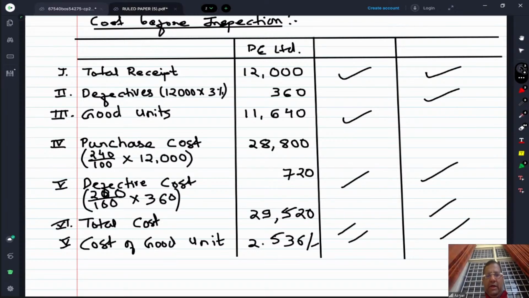Okay, beta, I think the correct answer is 2.568. Correct, beta? 2.568. And for the third supplier, it will be 2.69. Okay. Can I assume that each and everyone has got the correct answer? I'm once again repeating: the cost of good units from the second supplier is 2.568 and the cost from the third supplier is 2.6939.